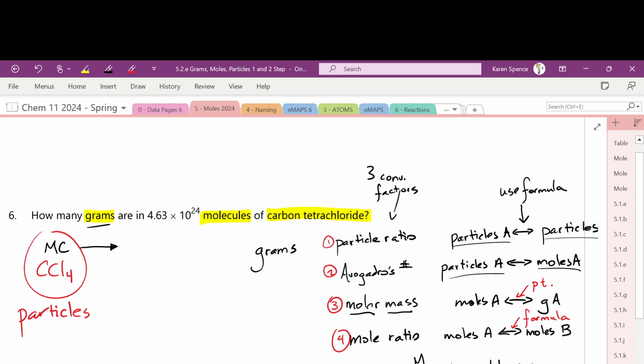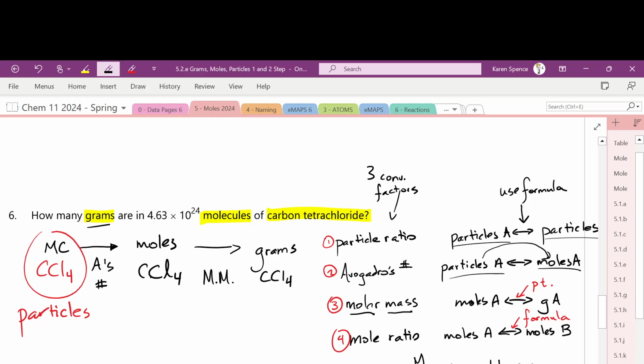So we want to go from molecules. The only thing we can go to then is moles. So we're going to convert that to moles of CCl4. And from moles of CCl4, we are asked to find grams of CCl4. Which conversion factor would we use there? Molar mass. So molecules to moles, particles to moles, that's Avogadro's number. Moles to grams, I'm going to just call it MM for molar mass. Okay, so we have Avogadro's number, molar mass.